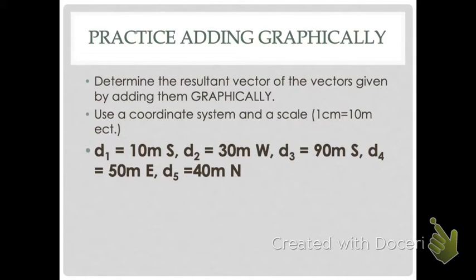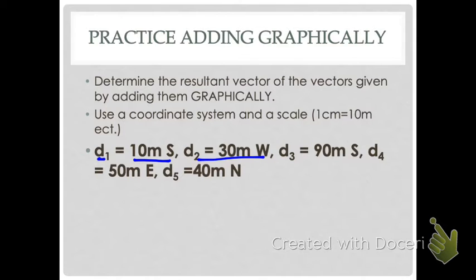But I want you to add these vectors graphically. So we have 5 vectors here. D just stands for displacement 1, right? It's a displacement vector. This first vector goes 10 meters south. The second vector goes 30 meters west, right? So when you add them graphically, you're going to actually draw these vectors to scale and then draw your resultant vector and measure that resultant vector.